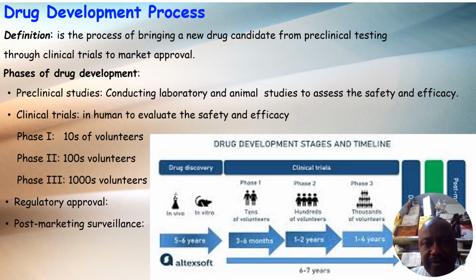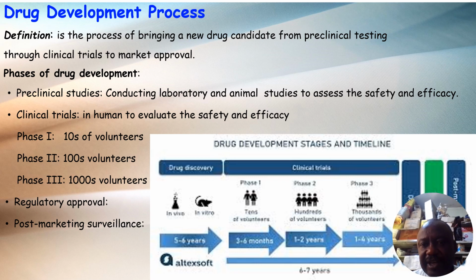Drug development involves four components, which starts with the preclinical studies. It's a test done in the laboratory to assess the safety and efficacy of drugs on animals. The second step is the clinical trials, which involves three stages. It's conducted in humans to evaluate the safety and efficacy of drugs on humans.